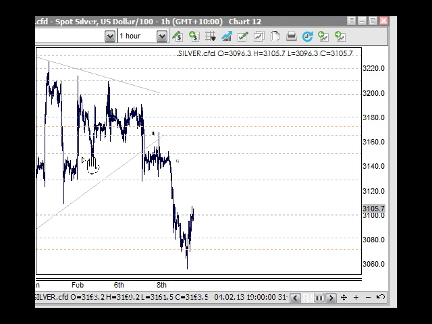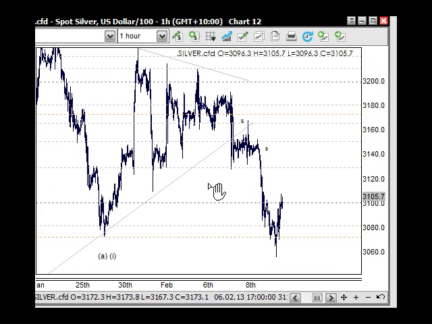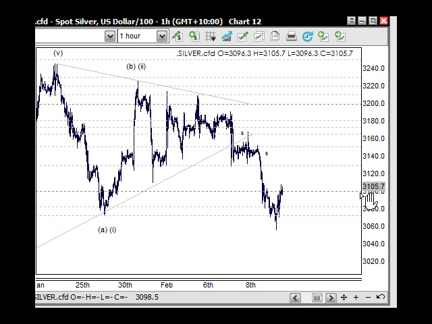Silver's much the same as well, in terms of working through the 31 here. And as mentioned before, with the old lows and large numbers, you're going to expect the market to be sitting there for a while. So support back on 31.30, which is up here and quite high, would change the wave count.